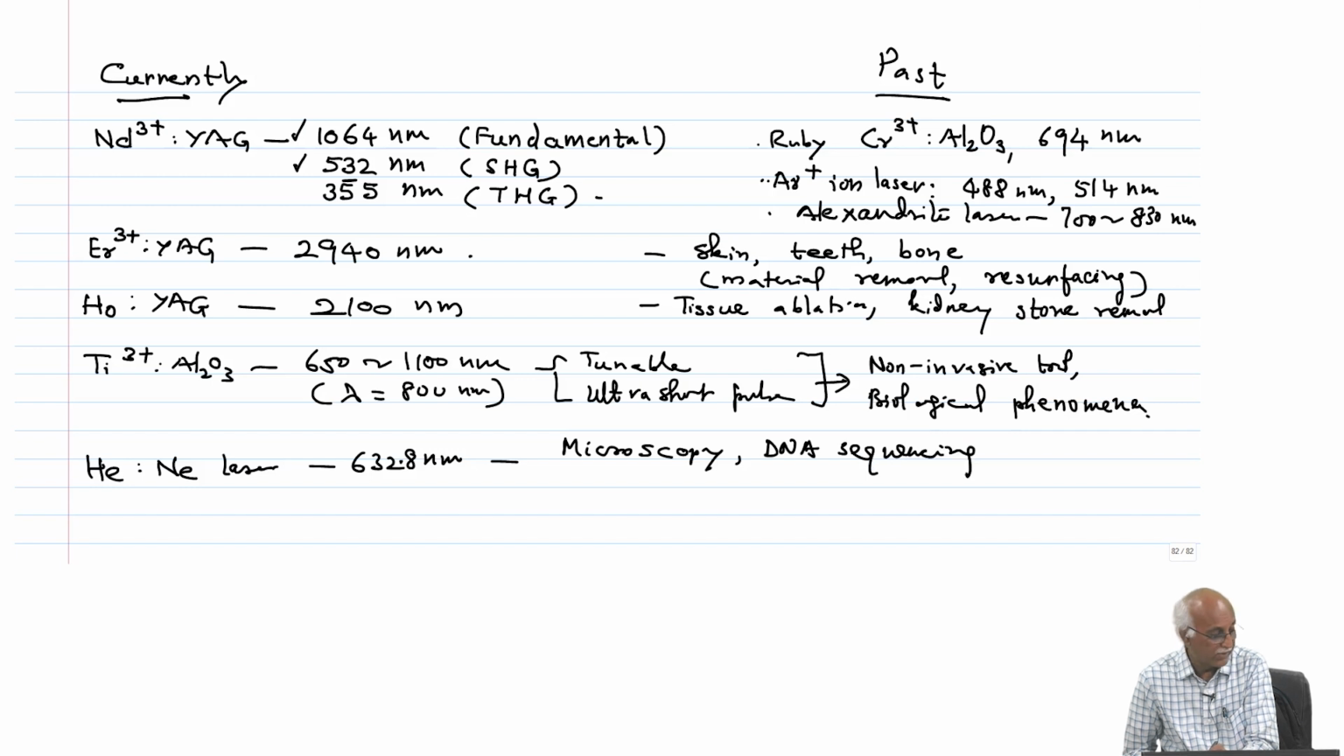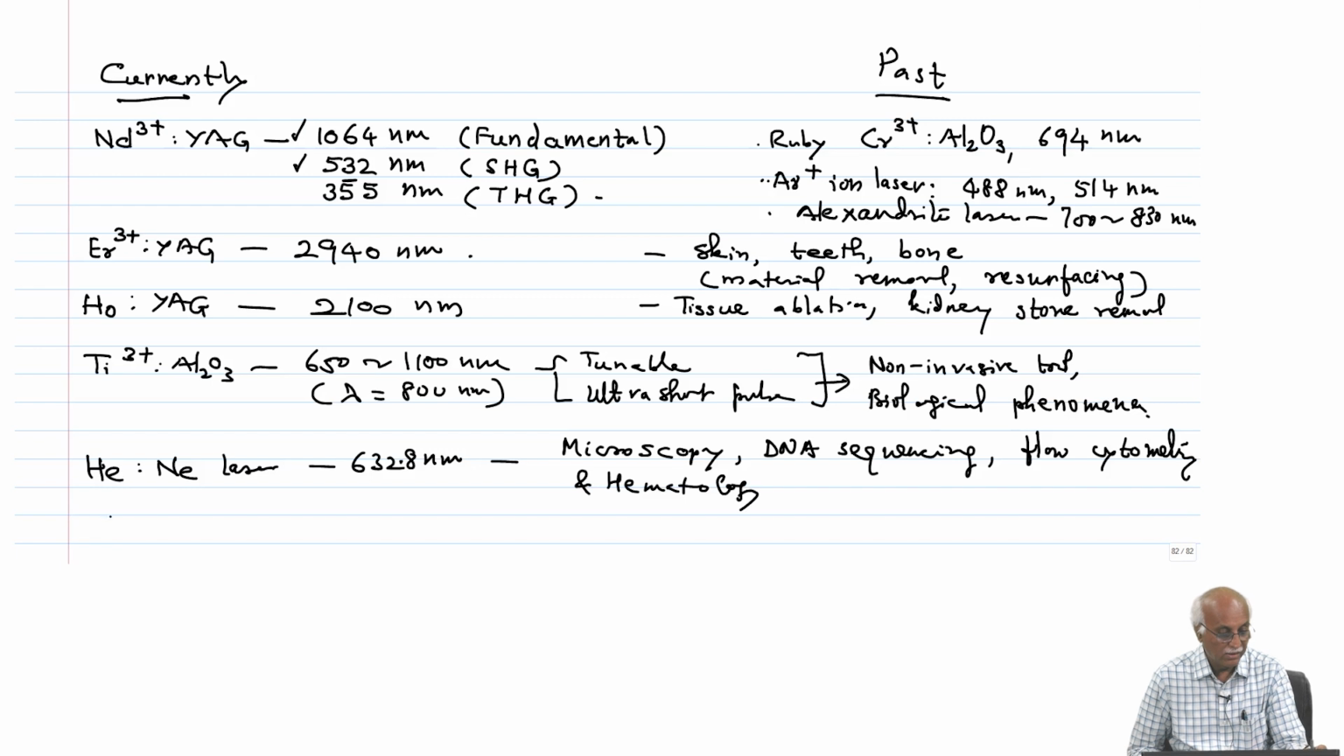It is a low power laser, used in flow cytometry and hematology applications. Helium neon laser and CO2 laser are gas lasers. It was very useful in the 1990s and 2000s for certain ophthalmology applications. It is still useful for cosmetics applications.